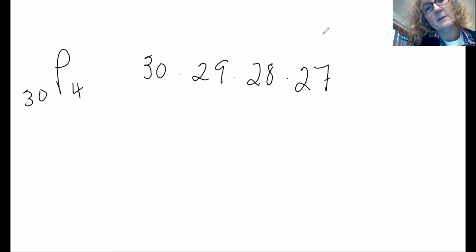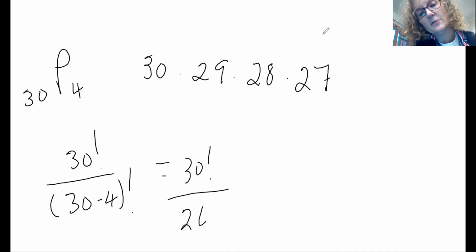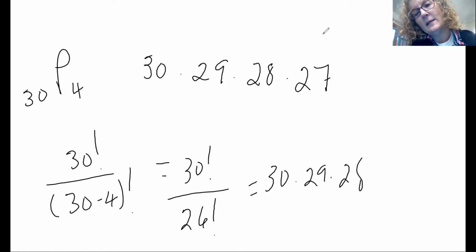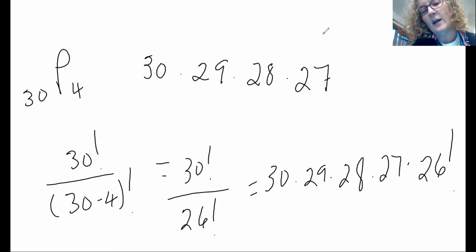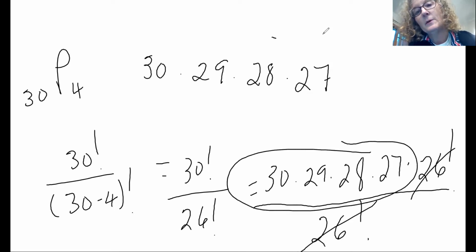The formula says a permutation of 30, pick 4, is n factorial over n minus r factorial. That's 30 factorial divided by 26 factorial. So that's going to be 30 times 29 times 28 times 27. Notice I've got a 26 factorial in the denominator, so I can stop right there instead of writing down 26 times 25 times 24 times 23, because that would take a long, long time. Those factor out, and notice what I'm left with right there.